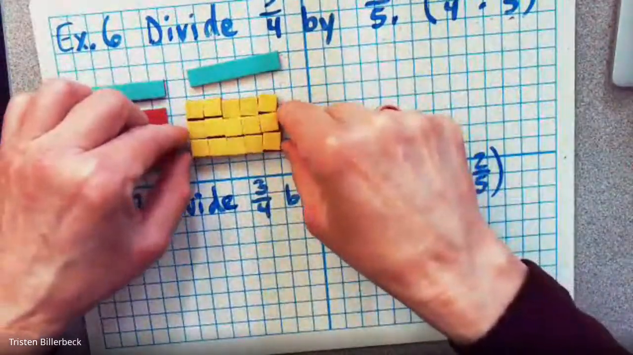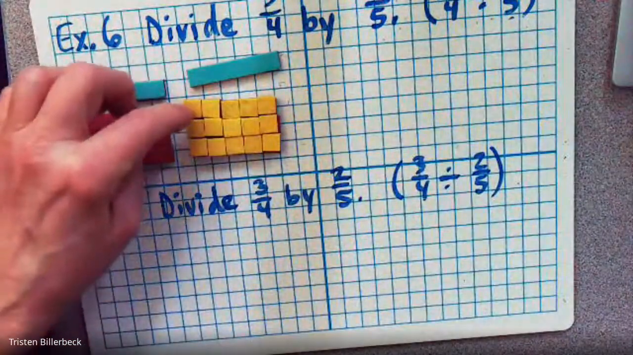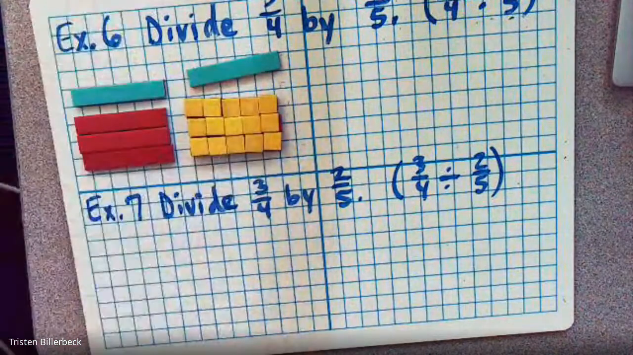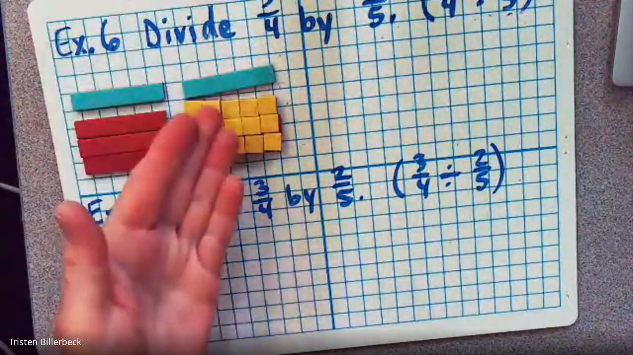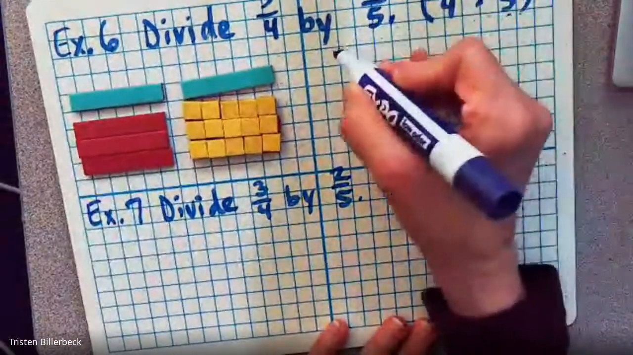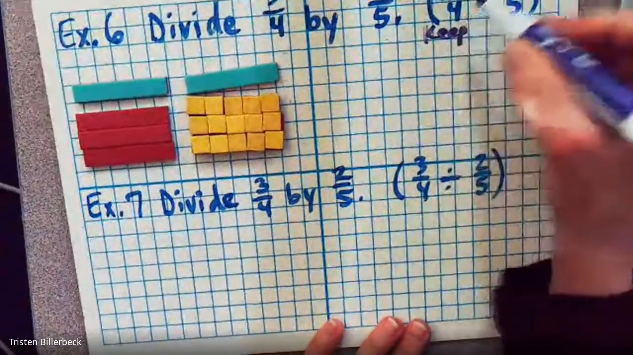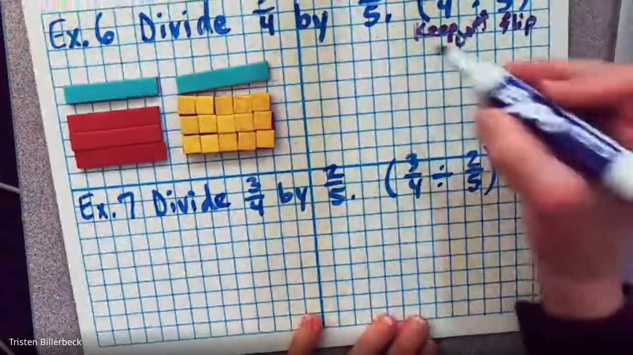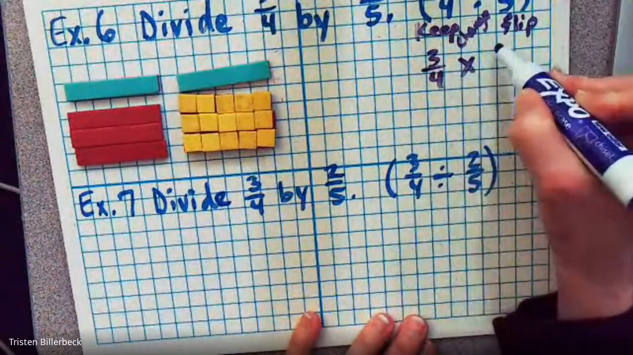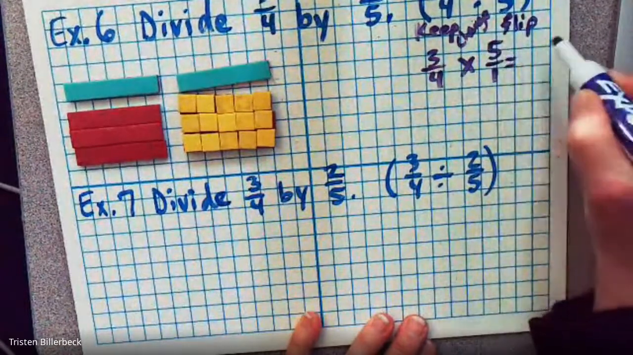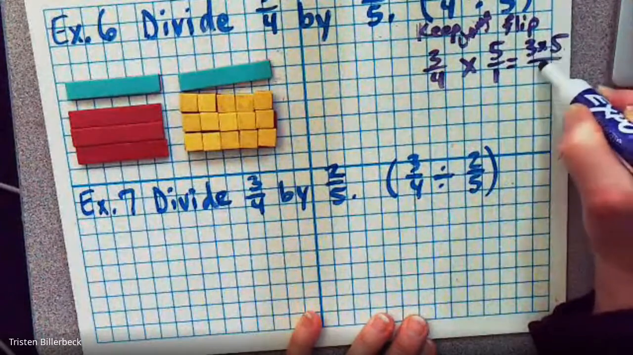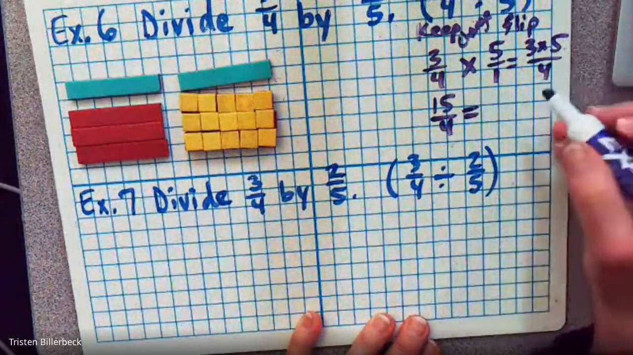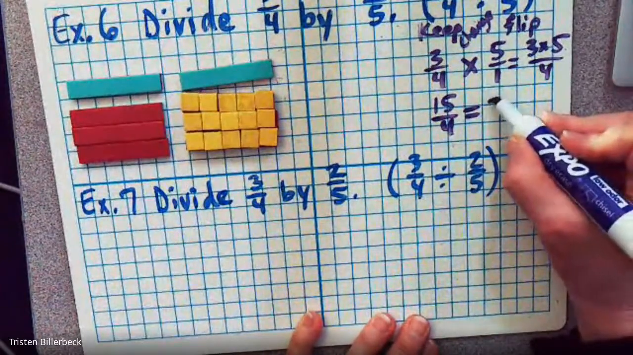So now I need to figure out, well, what is that? How many do I have? So I have 1, 2, 3, 4, 5, 6, 7, 8, 9, 10, 11, 12, 13, 14, 15, or 3 times 5 is 15. Okay, so I have 15 of these 4s. So let's look at what we would find in math. So if I keep, change, flip. Okay, so I have 3/4 times, and I'm flipping that to 5/1, which is 3 times 5/4. So I have 15/4, which if I reduce that, make it a proper fraction, I can't reduce it, but I can make it a proper fraction, I end up with 3, which is 12, and 3/4.